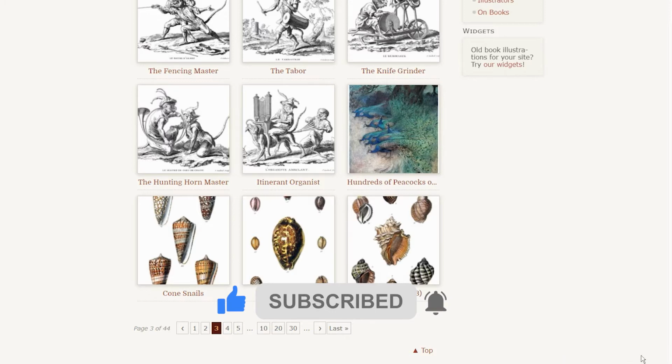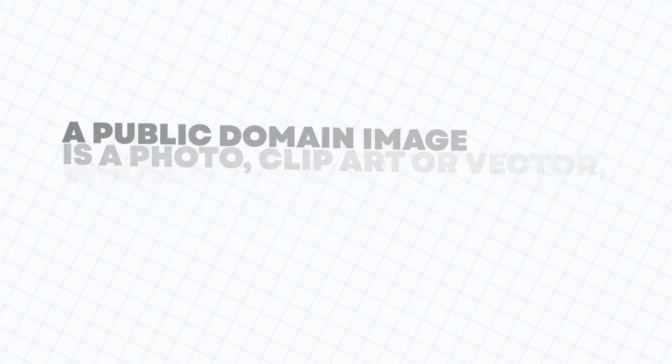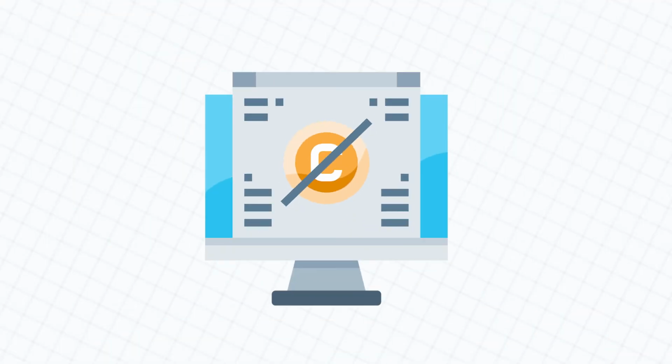Let's start with the basics. A public domain image is a photo, clip art or vector whose copyright has expired or never existed. These images can be used by anyone for personal and commercial purposes. In other words, an image that is in the public domain is 100% free. You don't have to worry about copyrights, asking for permission, or being charged for using the photos.